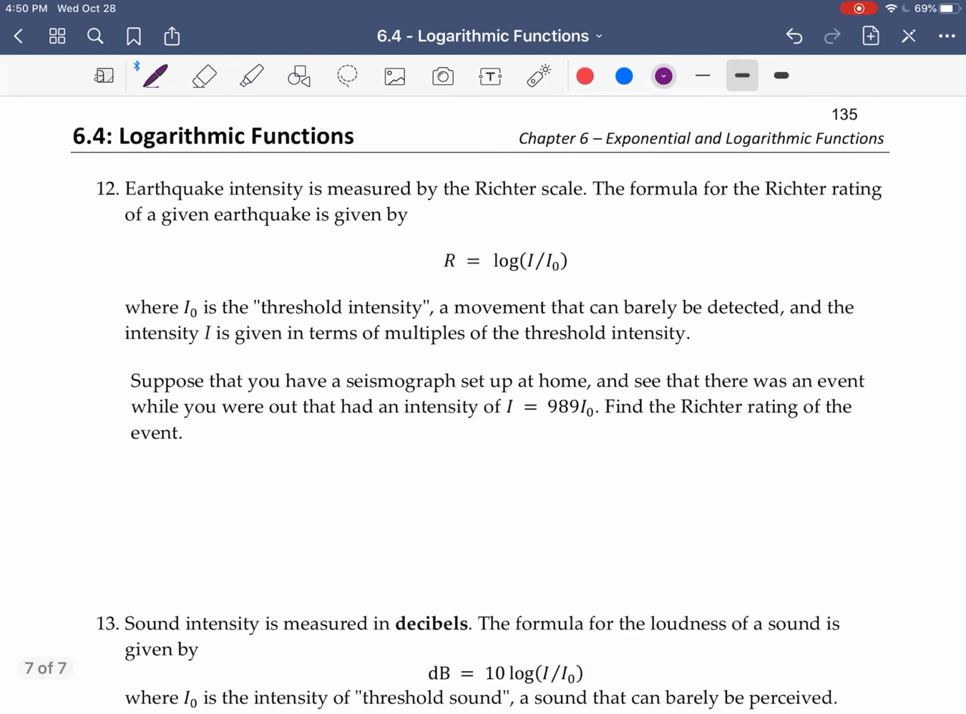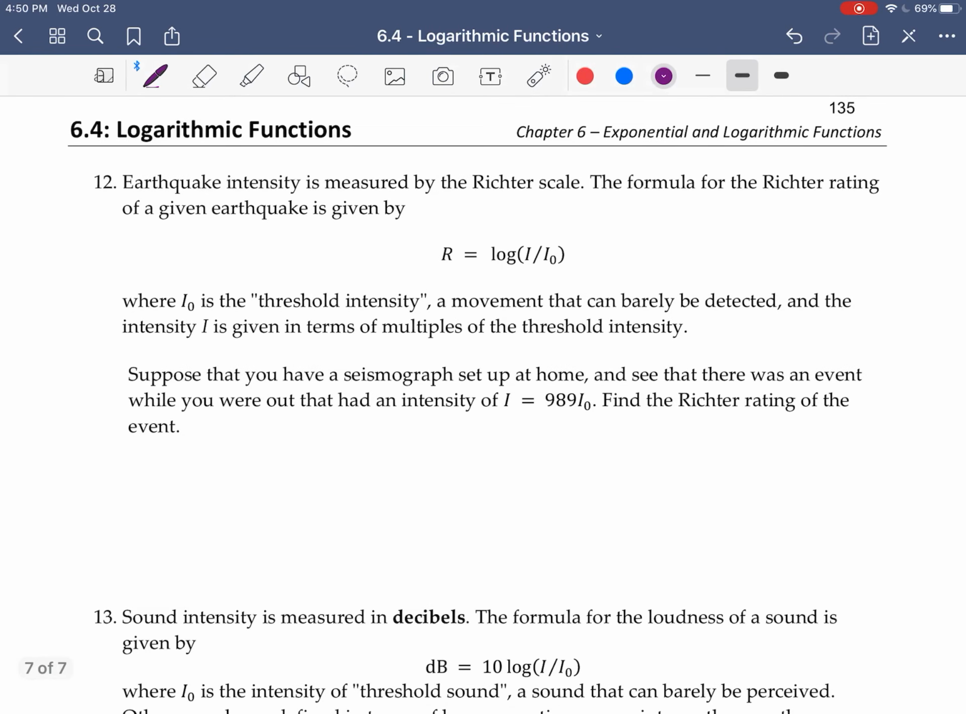One more. Another thing that's measured that increases in intensity by factors of 10 is the earthquake, the Richter scale. So it also uses log. Here's the formula. The Richter rating is computed by doing log of your intensity divided by this threshold intensity. This is a movement that can be barely detected. The intensity I is given in terms of multiples of the threshold.